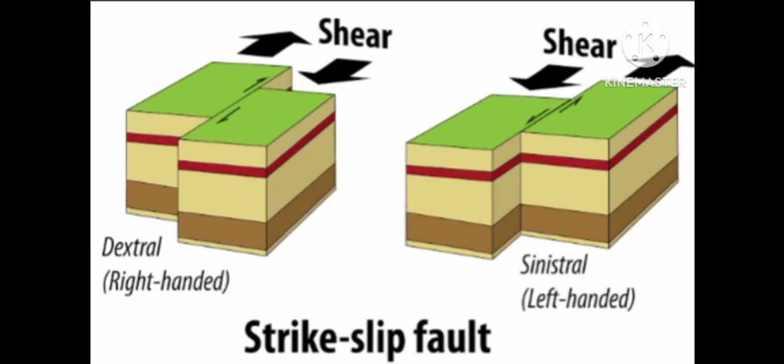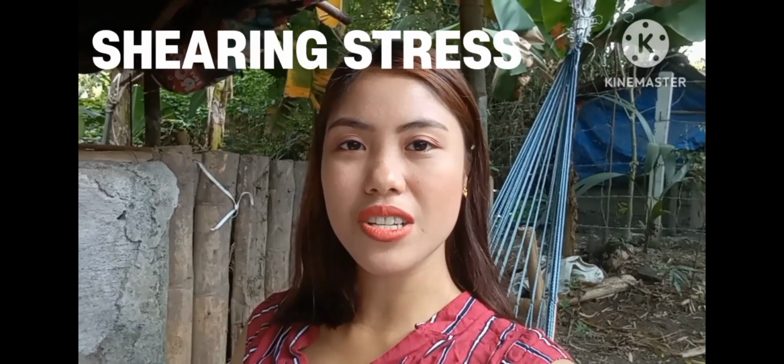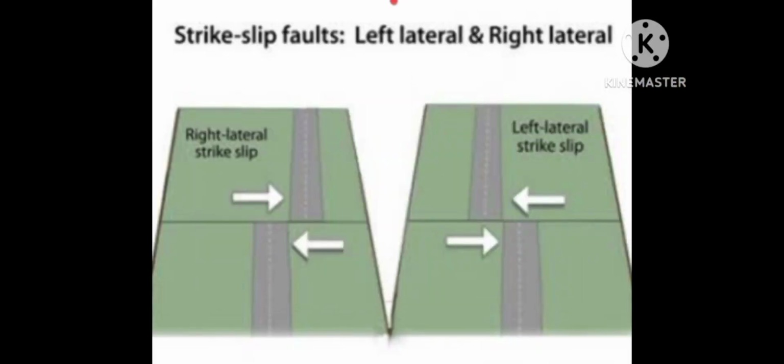A strike-slip fault is one in which the two blocks of rock slide past one another. A strike-slip fault is caused by a build-up of stress that is released when two rocks slide past one another. This stress is known as shearing stress, which is a type of stress that is parallel to the surface, such as two blocks of rock in the strike-slip surface.